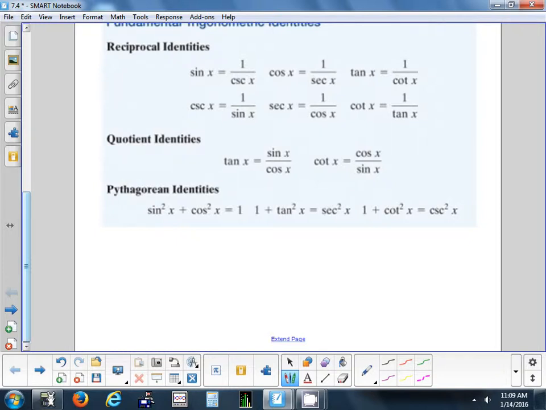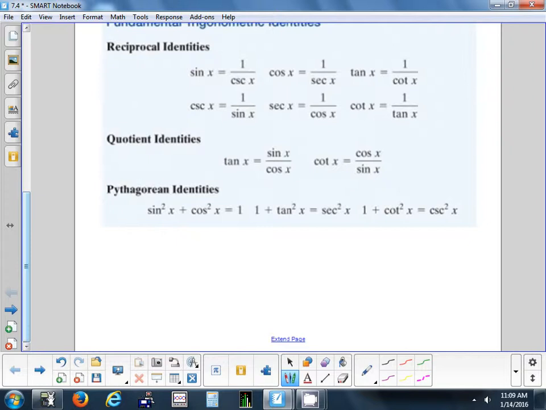It says sine squared plus cosine squared equals 1. 1 plus tangent squared equals secant squared. And 1 plus cotangent squared equals cosecant squared. All right, so on the board, maybe I have 6, 7, 8, 11 different identities.